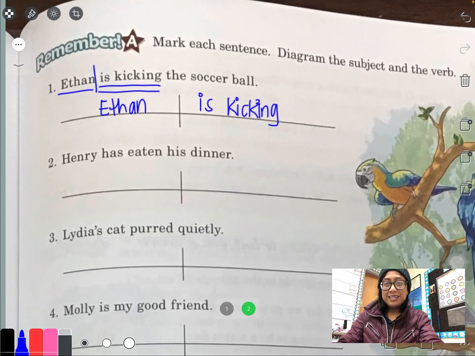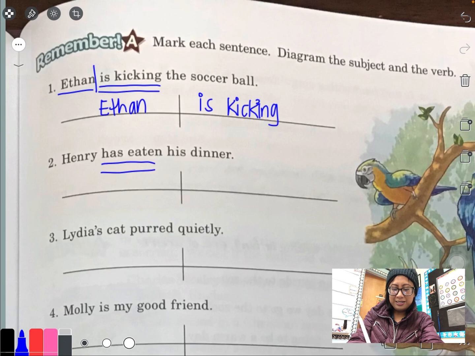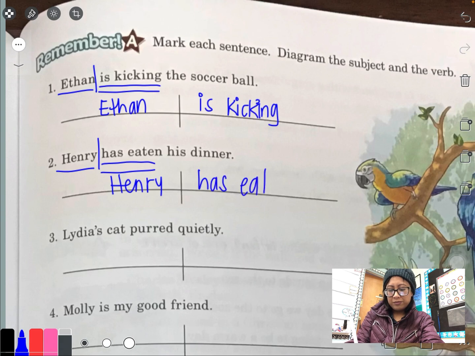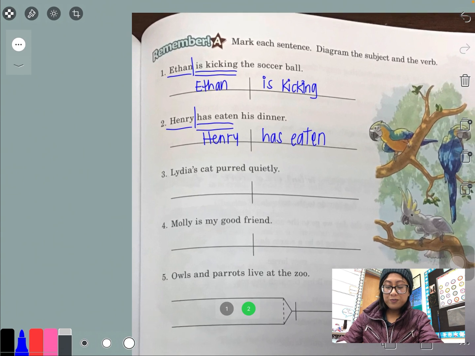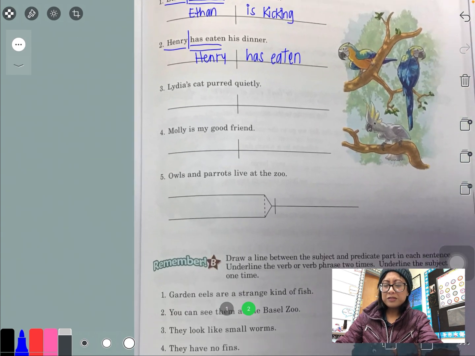Henry has eaten his dinner. What did he do? What's happening? Has eaten. Has eaten. Who has eaten? Henry. Boom. And then I'll just diagram it. All right. Now, if you want to try the rest on your own, cool. If you want to wait till our Zoom meeting, still cool.